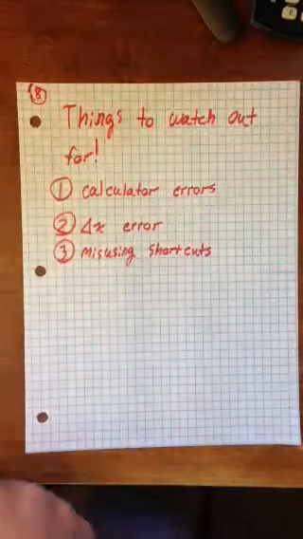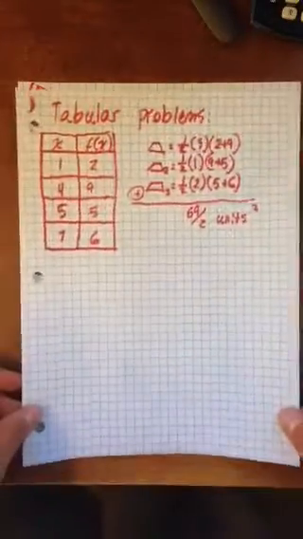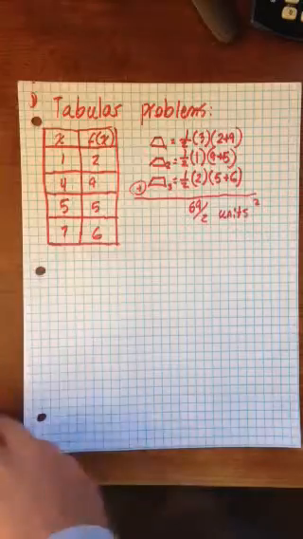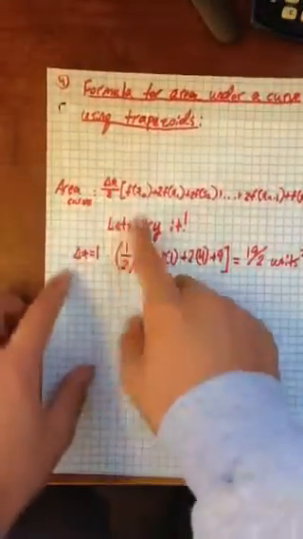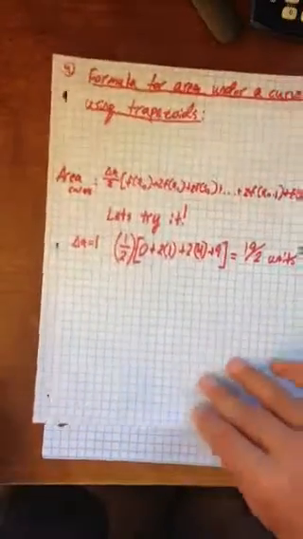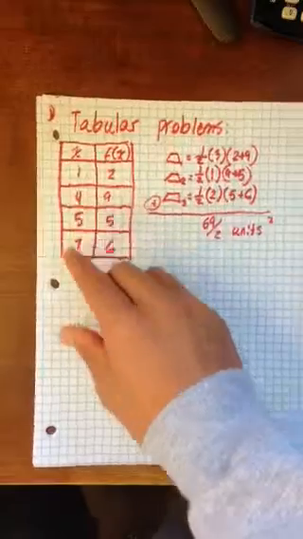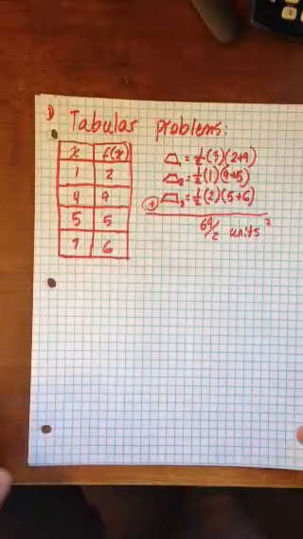Next is going to be the delta x errors. If we look back to this tabular problem, the delta x's are not equal here. So if you had tried our formula from before, and you just did a delta x times each of the f of x's, you would have gotten it wrong. Because the delta x for this one is not the same as the delta x for that one. So you have to actually individually add up each one until you get it correct.